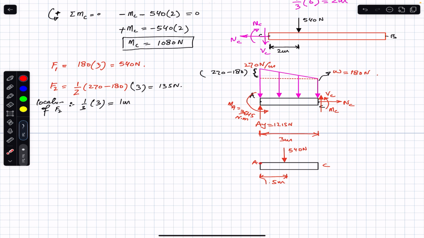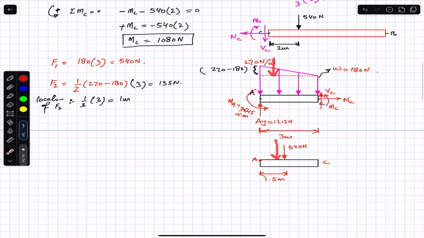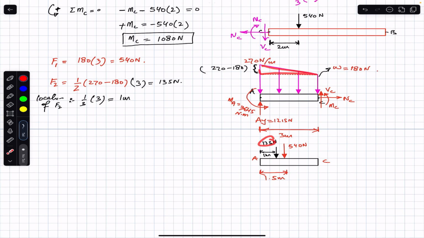So we have to draw it here. This will be my 135 Newton, and this distance will be 1 meter. So this is F2 and this is F1. F1 replaces the rectangular distributed load, and F2 replaces the triangular distributed load. So now this is our final free body diagram, and now we have to draw all the internal loadings and the support reactions at A and at C.